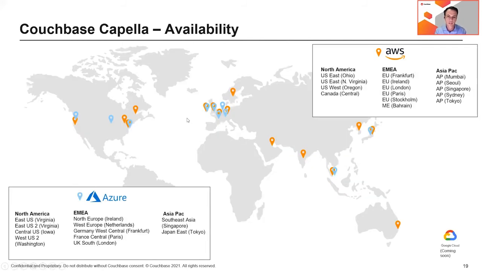In terms of availability, here are the different regions where Capella can be used today, whether that is on AWS or Azure, and Google Cloud is the next logical partner for us to be working with, and that is coming soon. I can't give you any definitive timing on that, but we'll just say we're working on that, and we know that that's important.